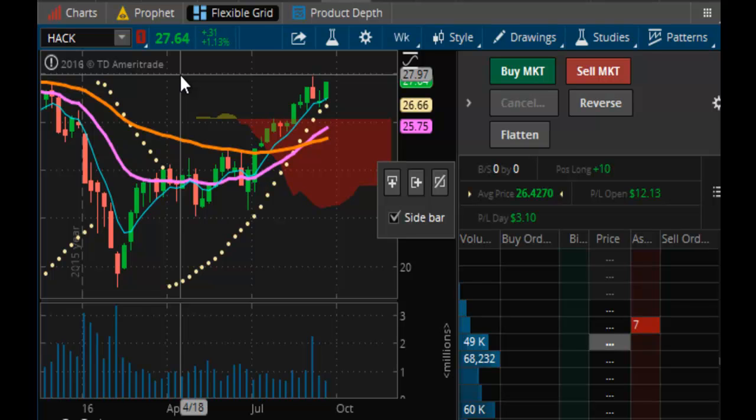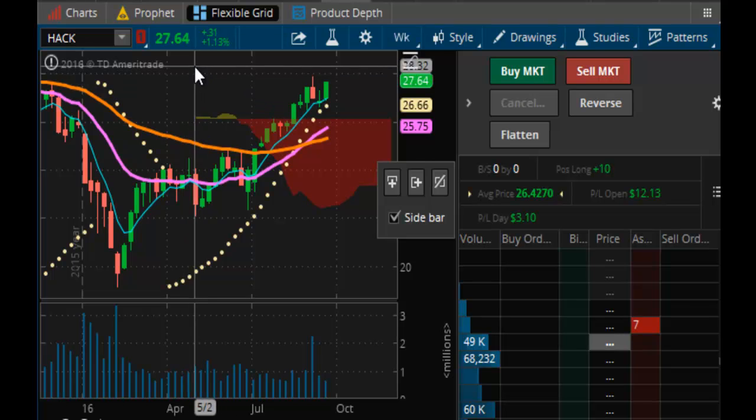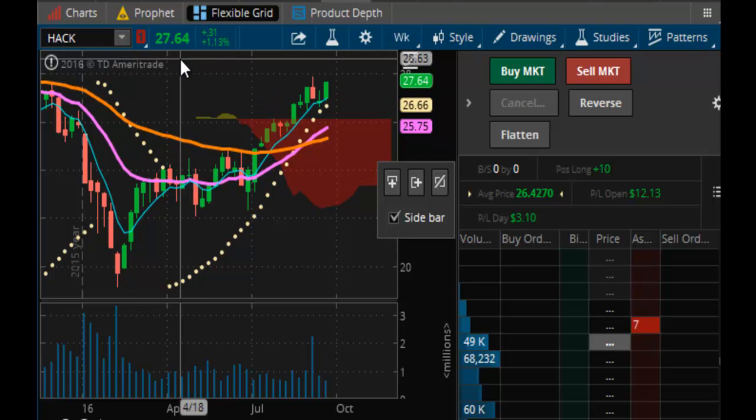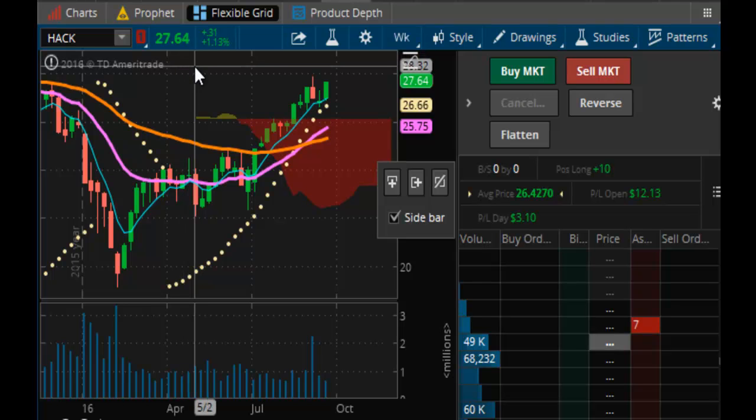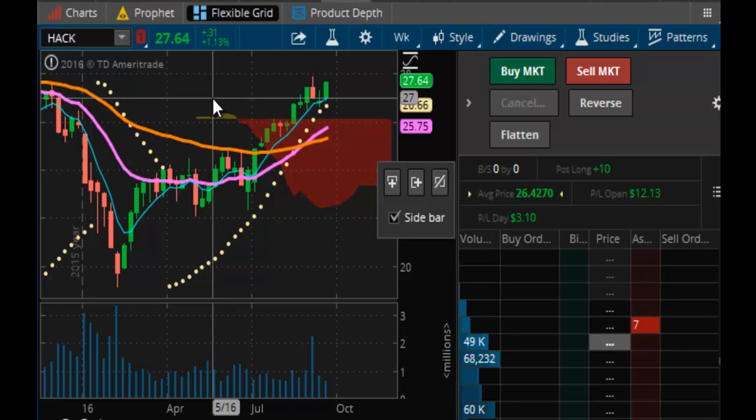Okay, so if I'm going to buy HACK on a stop, I want to place my stop above the market. I can place it anywhere above the market I want. I can say buy it when it hits 28, buy it when it hits 29, buy it when it hits 27.65. You get the point. A sell stop is below the market, so I can place my sell stop anywhere below 27.64. I can put it 27.63, 27.62. I can say 26, 25, 24, 23. If it hits this, sell it. That's what a stop does.